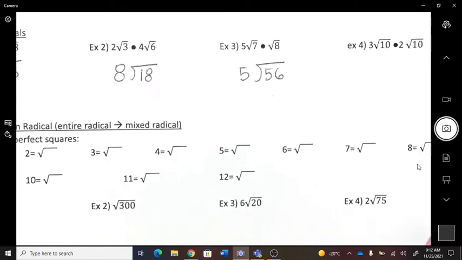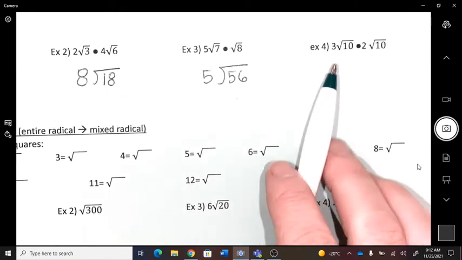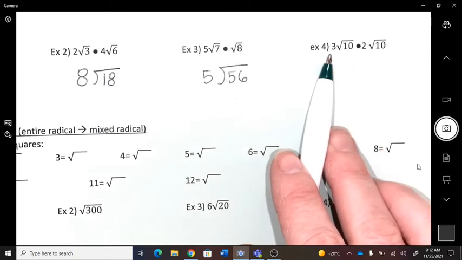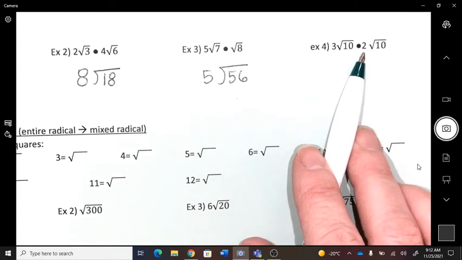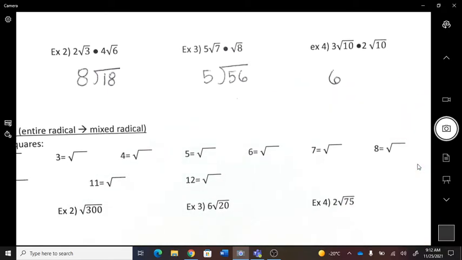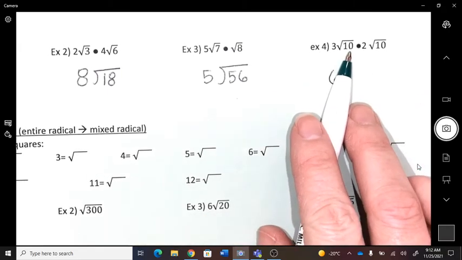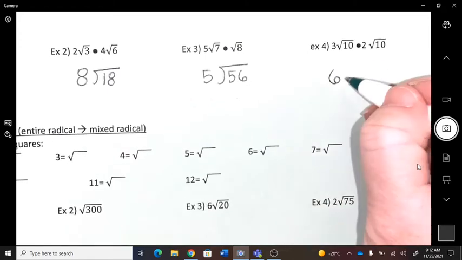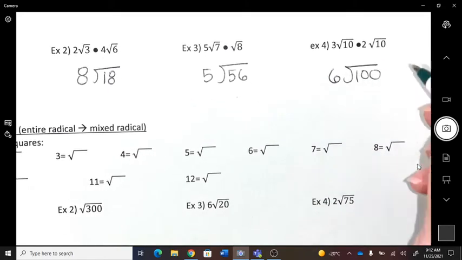Okay, number 4. What's the whole number? So there's a 3 and a 2. Okay, so out front, my coefficient should be 6. Root 10 times a root 10 makes root 100.